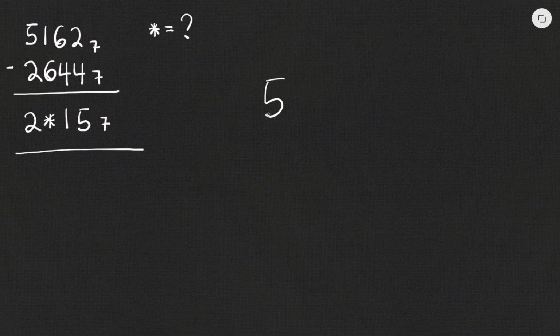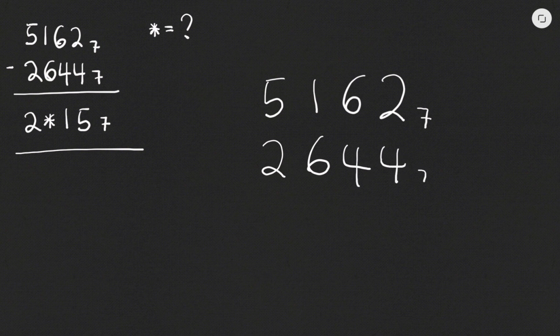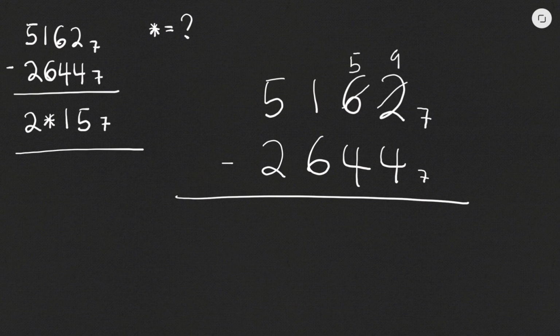So I have 5162 base 7 and then 2644 also in base 7. We are subtracting. So let's proceed to look at that. Now I have 2 here minus 4. That is impossible, so I need to borrow. So I borrow 1 from the 6 over here. I am left with 5. That 1 becomes 7, and I add that 7 to the 2 over here, so I get 9. The 1 that I borrow becomes 7 because we are dealing in base 7. So I have 9 at the top here. 9 minus 4, that will give me 5.